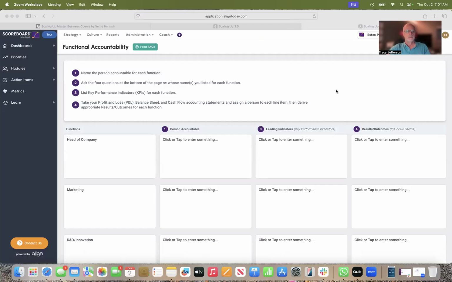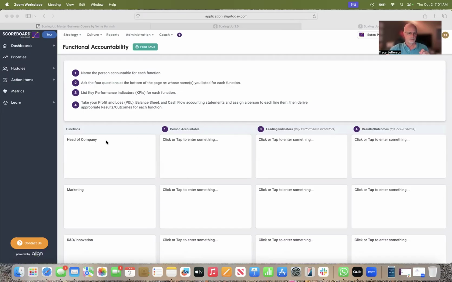So first off, let me share my screen. Okay, in the scoreboard, if you look at functional accountability, we see our functions, who's accountable, leading indicators, results, and outcomes. And of course, you have the four steps. Now, these steps aren't necessarily in the correct sequence. First off, before we start one, two, three, four, we need to look at the functions of the company.